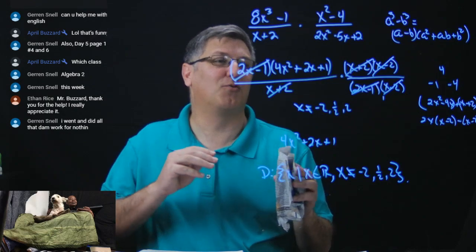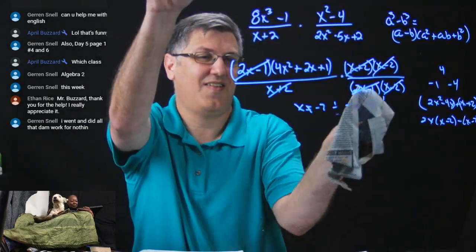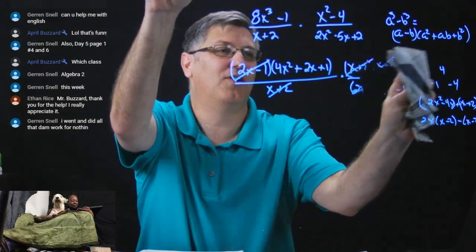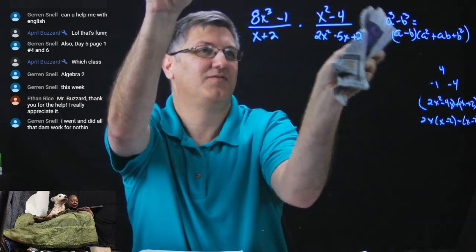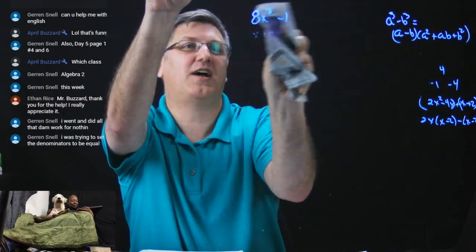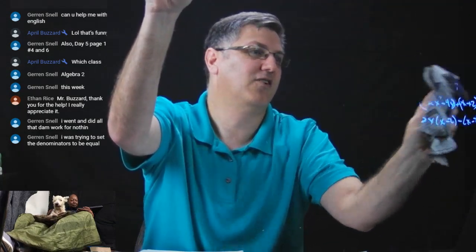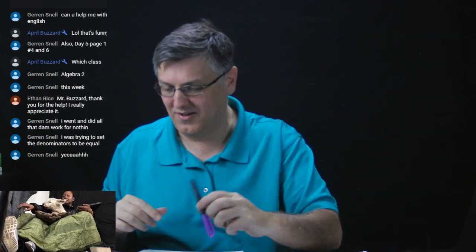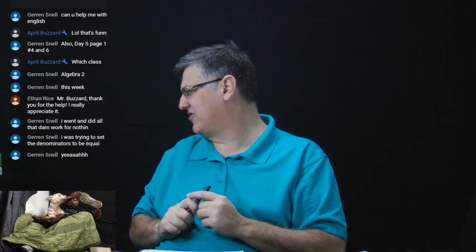Do you have like a page worth of work? Oh, this blue comes off so much better. Factor, factor, factor, Garen. Factor, factor, factor. He's trying to set the denominator to be. Nope, that's only when you add and subtract, buddy. All right, and then he wanted number 6 also.